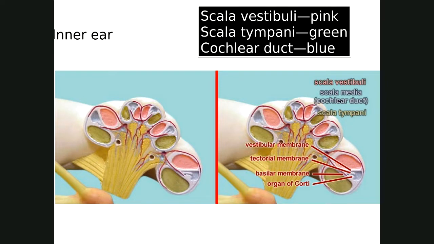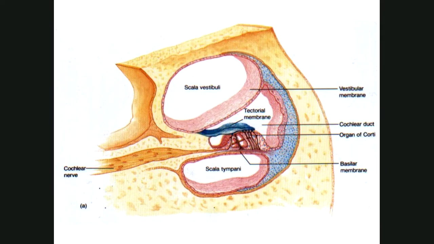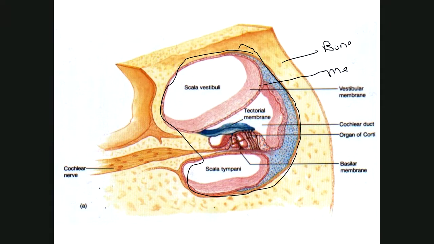Well, what if I were to take one of these and blow it way up? It would look like this. So let's look at this. Here's the bone right here. That's the bone, which means this hollow space is the bony labyrinth. But remember, inside this hollow space, we have a membrane. So that's the membranous labyrinth. There it is right there.